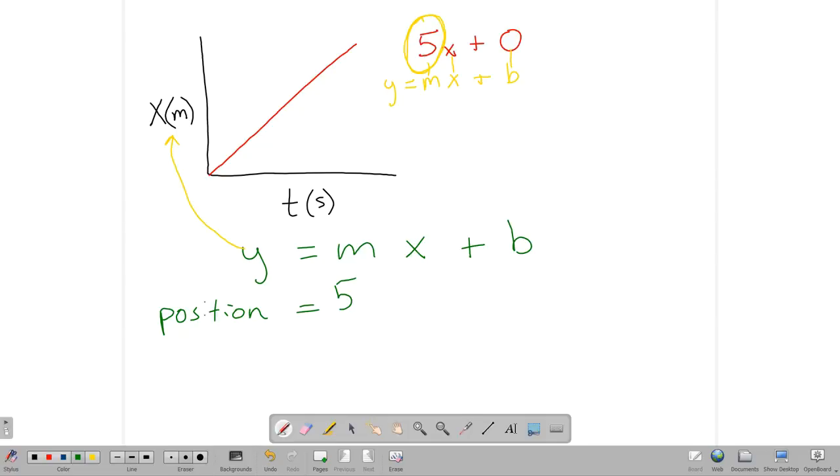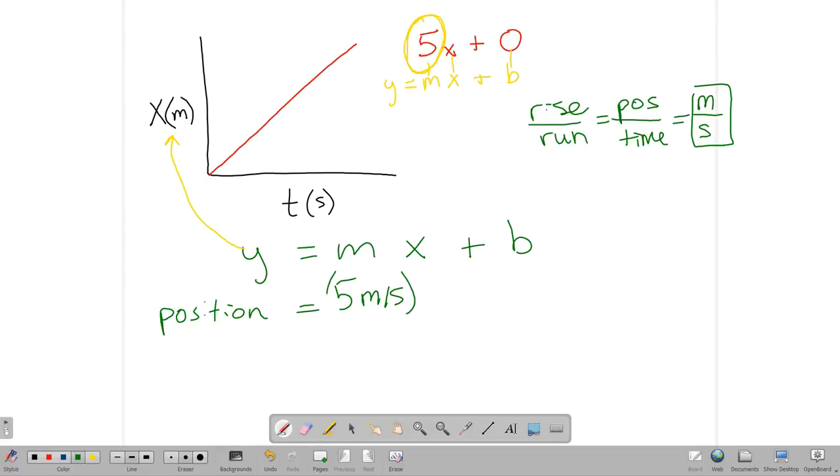I always like to write out rise over run, and I'm not actually going to put the variables on there, although we could, and actually let's go ahead and do that. The rise in this graph would be on our y-axis, and that's position. I'm just going to say POS. Then the run would be time, which is on our x-axis. Now, what are the units for this? My units for position are meters, and my units for time are seconds. So now I know that my slope is equal to 5 meters per second. I can plug that in there.